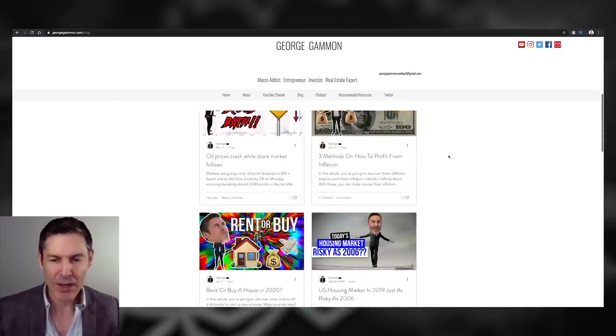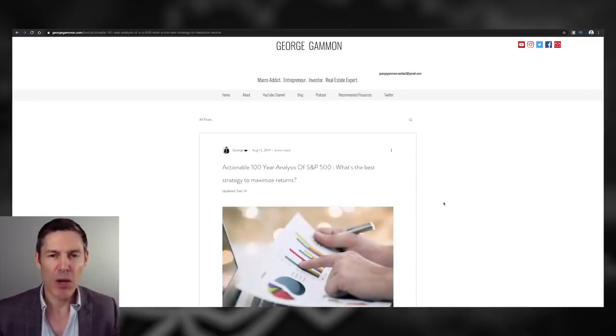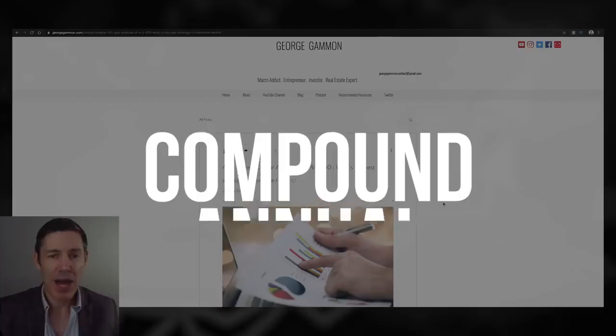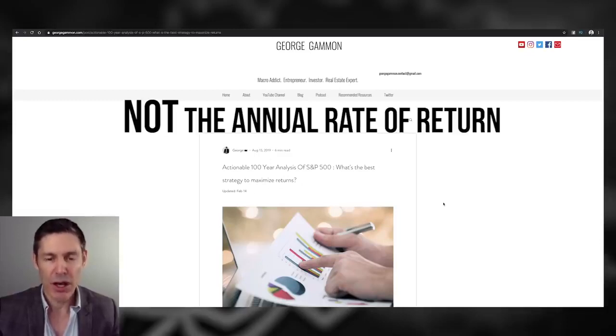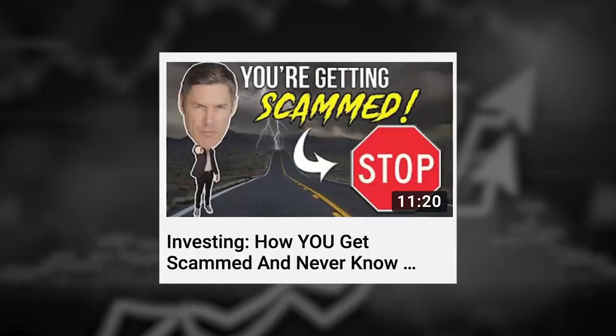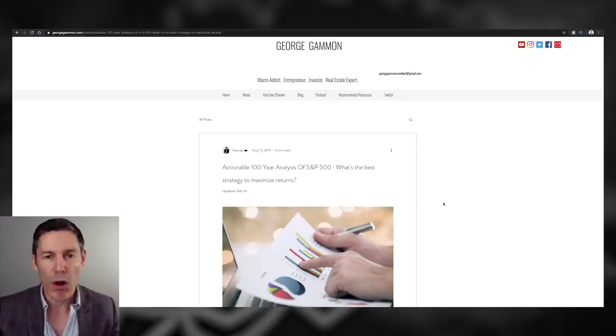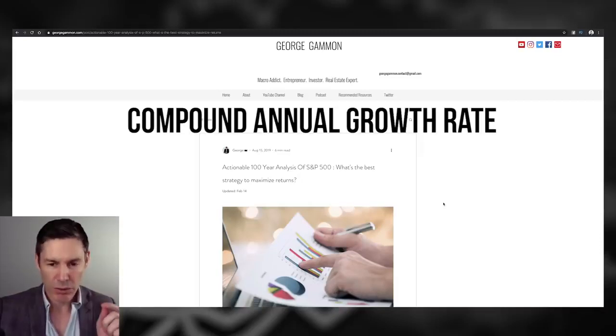My point is getting back to the CAPE ratio that I used in a blog post from 2019. This is a study I did where I compared buying the market when it was cheap compared to when it was expensive. The first numbers that I crunched, and keep in mind, this is the compound annual growth rate. This is not the annual rate of return. If any of you guys don't know the difference, make sure you check out my video on how the financial industry is completely pulling the wool over your eyes by using the annual rate of return. It's all about the compound annual growth rate.